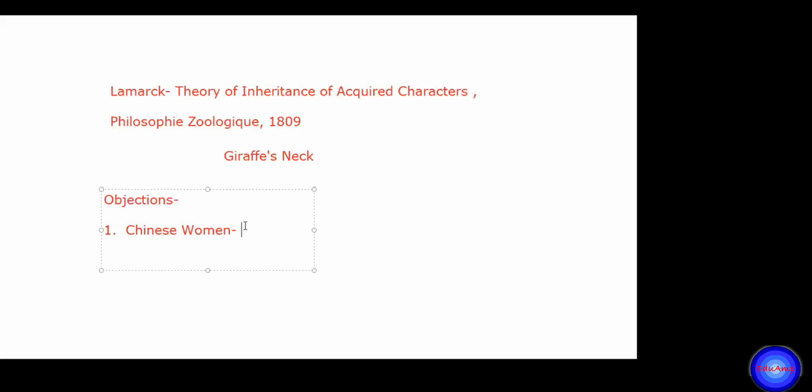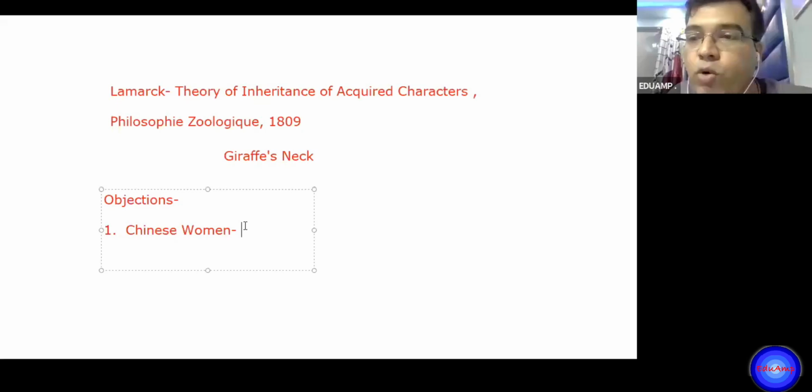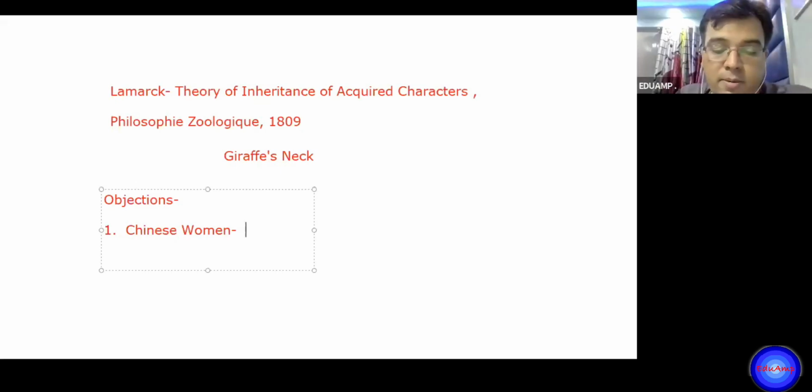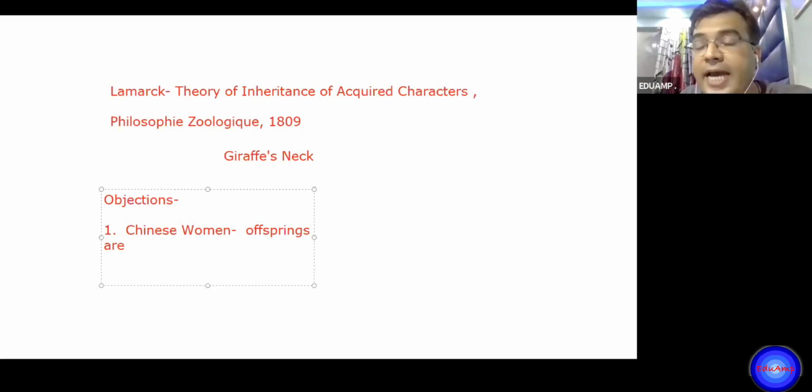No sir, it does not happen. Very good. It does not happen. That's what I was asking you. It does not happen, which means Lamarck's theory is not able to explain this. Write: incorrect, Chinese women. Yes, see, Chinese women wear iron shoes, but their offsprings are absolutely normal. Their offsprings do not have smaller feet as compared to other babies. I hope it is clear to you.